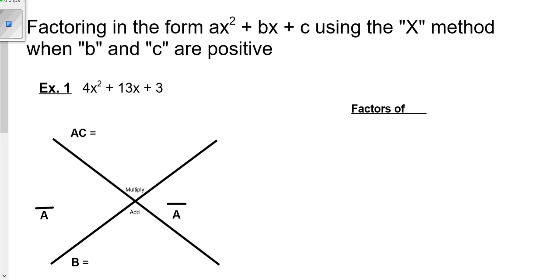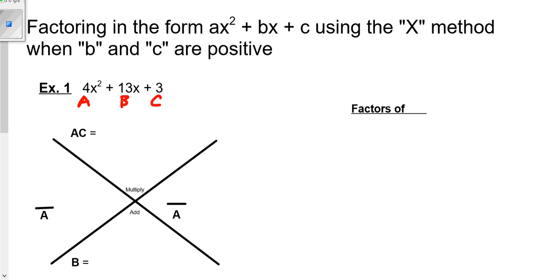Your A is your coefficient of your x squared term. Your B is your coefficient of your x term in the middle, and the sign in front of it goes with it, just so you know. And then your C is your constant at the end, and the sign in front of it goes with it.